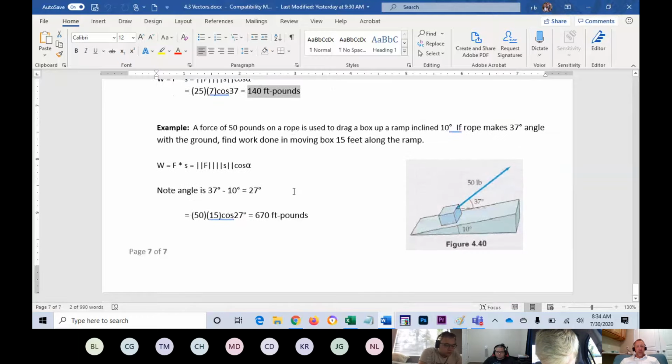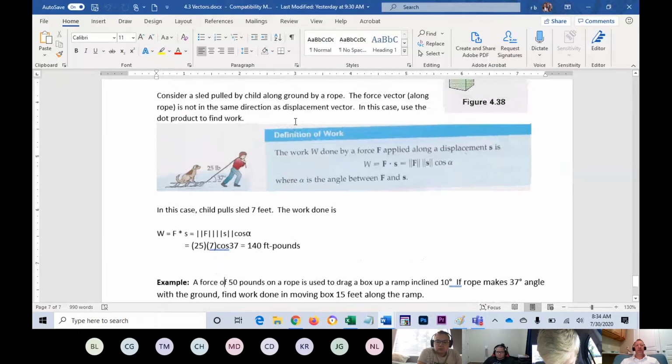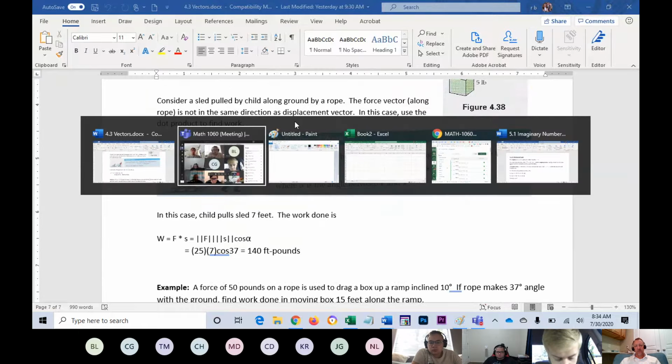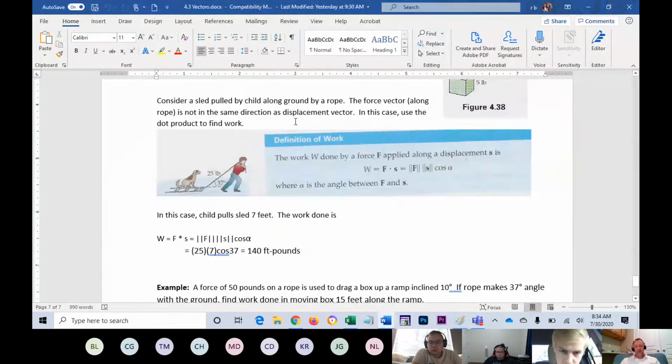So another example that we can go over really quick, a force of 50 pounds. Actually, before I do that, does anybody have any questions about this kid pulling a sled? No? Good.